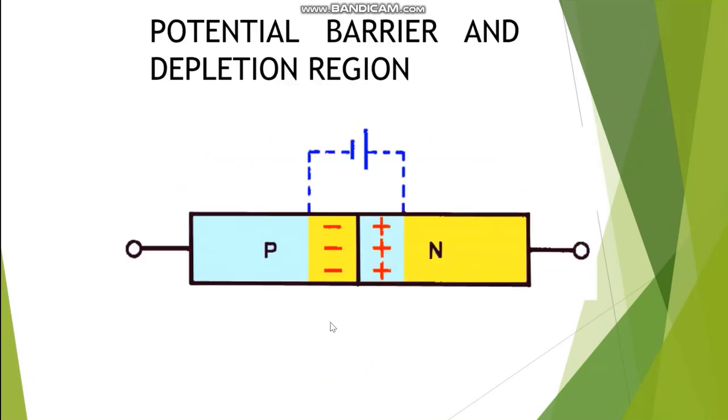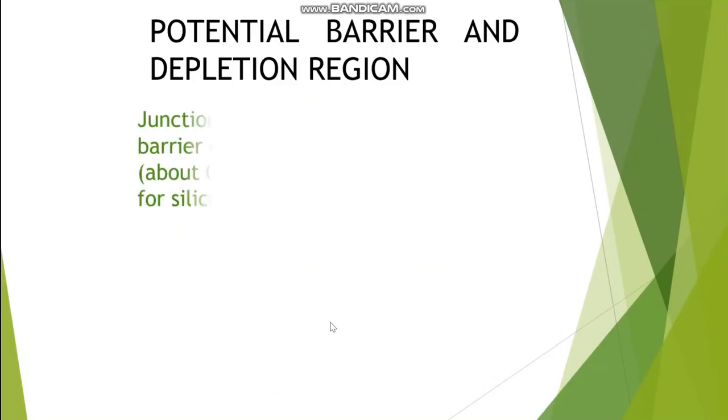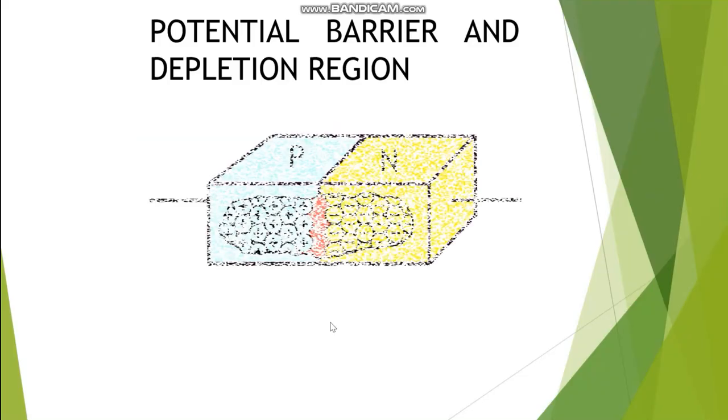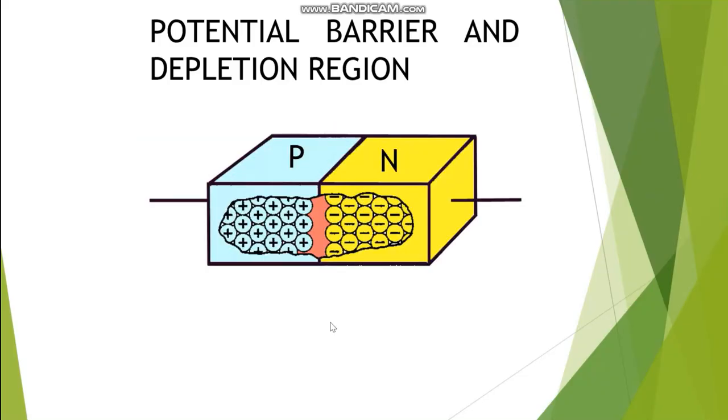Now, one thing you're going to have to do tomorrow is determine what your barrier potential is. And the barrier potential is a function of the depletion region. So let's talk about the barrier potential and the depletion region. Again, this should be a review from last year, but I know that it's been a while. If you have any questions, please text them in.